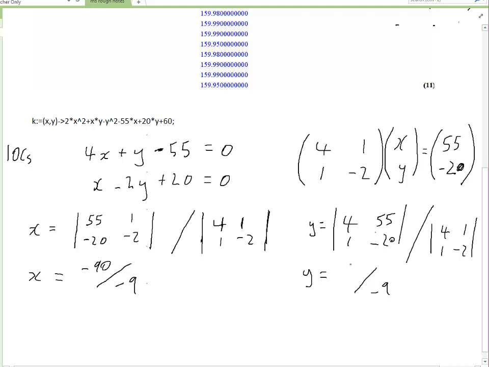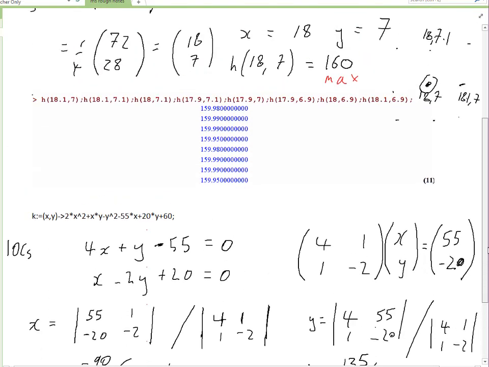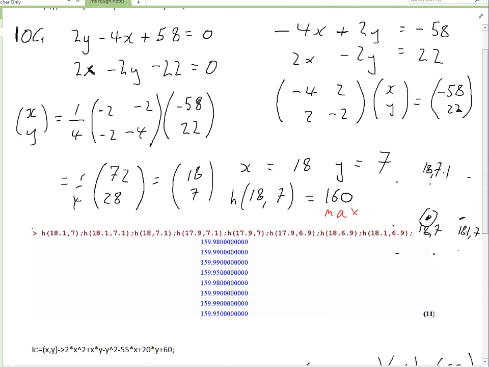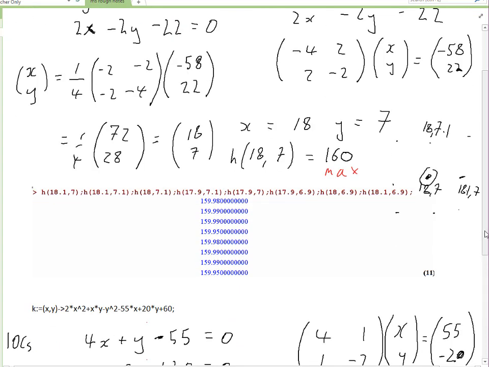Okay. We simplify that. We're going to have x is 10 and y is 15. Okay. Now, similar to the above, we now need to substitute this back into the function to find what the value is of the function.